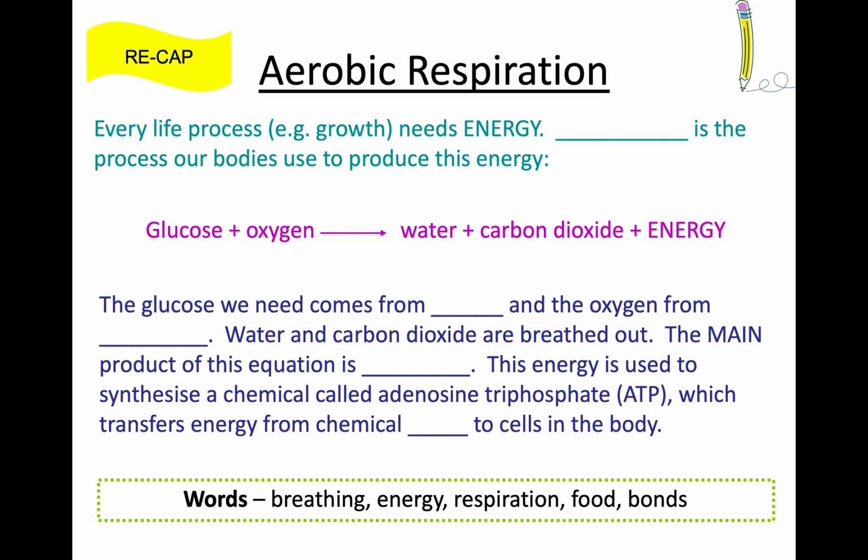The glucose we need comes from this, and the oxygen from this. Water and carbon dioxide are breathed out. The main product of this equation is this. This energy is used to synthesize a chemical called adenosine triphosphate (ATP), which transfers energy from chemical to dash cells within the body.